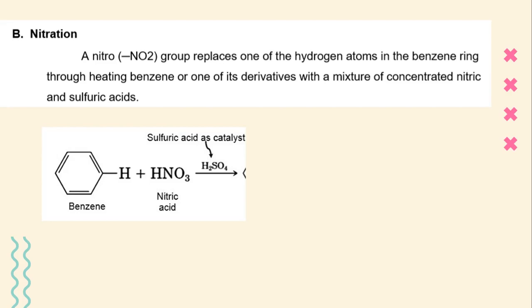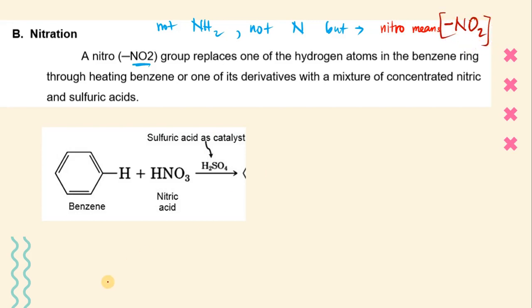So in nitration, naatay nitro group. Not NH group, not nitrogen. Not NH, but nitro. Nitro means nitro, dash NO. This is blood red. So weird.